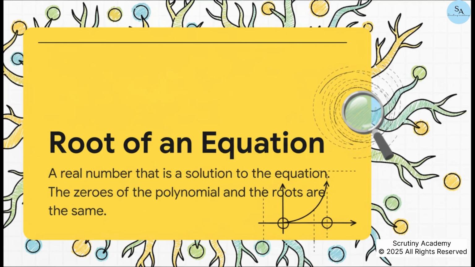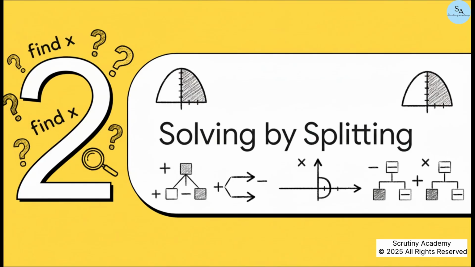We need to find the root of this equation. A root is just a fancy word for a value of x that makes the whole thing true, that makes the left side equal 0. It is the solution. You might have also heard people talk about zeros of a polynomial. Yep, for what we're doing today, it's the exact same thing. So the big question is, how do we find x?